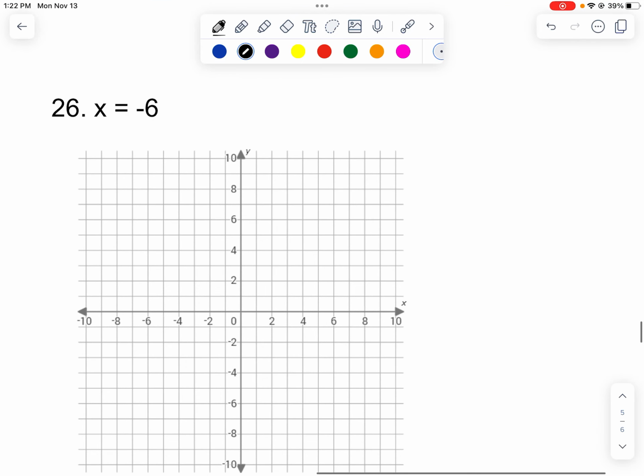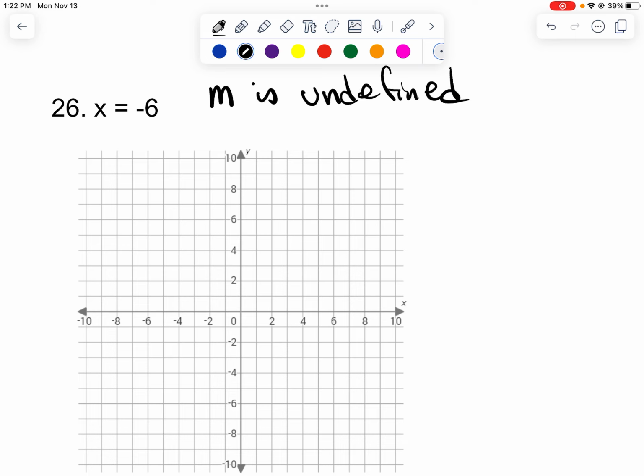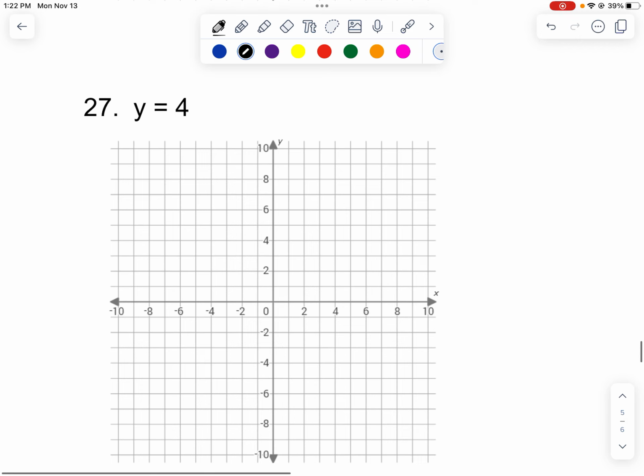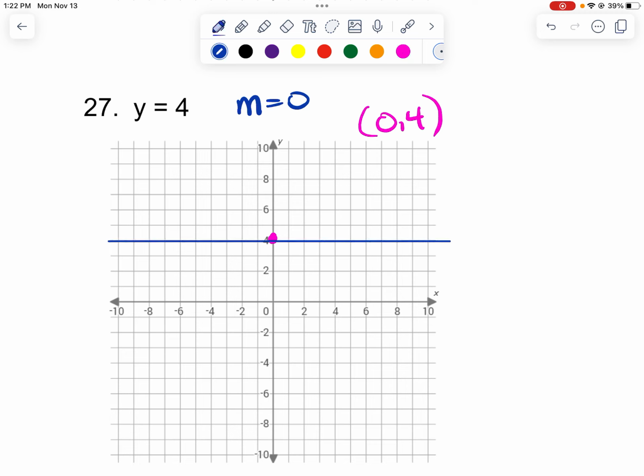Over here, x equals a number. That means the slope is undefined. It means that I have a vertical line. So I'm going to go to negative 6 right here, and I'm going to make a vertical line. Then this one, y equals a number. That means the slope is 0. The y-intercept is 4, so I go to 4. It is a horizontal line, so I make a horizontal line.